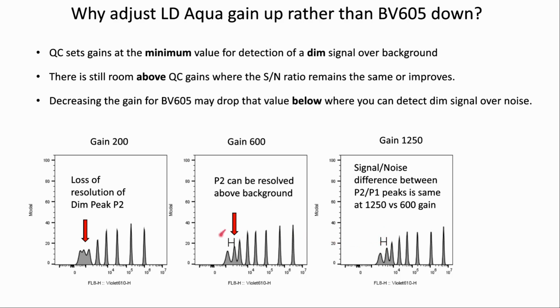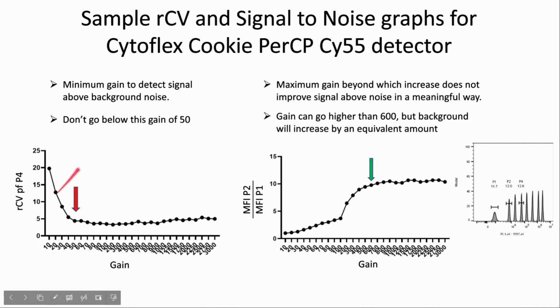Investigations of differences in gains on both CytoFLEX instruments have been performed, and they're available to look at. The relative coefficient of variation for, in this case, peak 4, we can see remains relatively constant over a large range of gains. However, below the minimum gain value for each of the detectors, the RCV value increases substantially as the detectors have a difficult time identifying photons from background noise and dark signal noise.